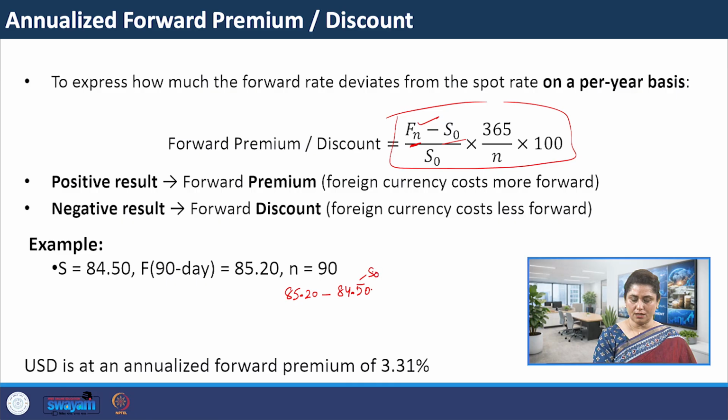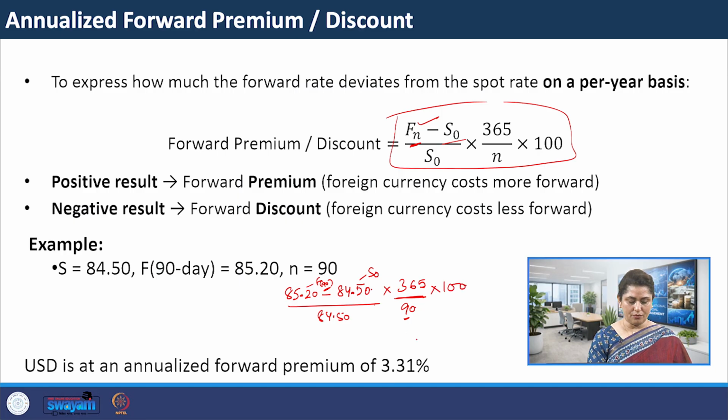So this is the spot rate, this is the forward rate for 90 days, and this is also the spot rate. We have considered 365 as the number of days in a year. We will divide it by 90, that is, it is a 90-day forward. So we will divide it by 90, that is the number of days, into 100, and we have got this value, which is 3.31% per annum, which means that USD is at an annualized forward premium of 3.31%.